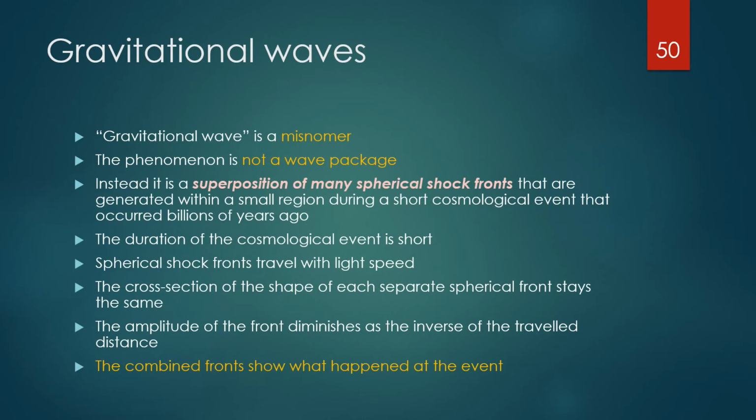Gravitational wave is a misnomer. The phenomenon is not a wave package. Instead, it is a superposition of many spherical shock fronts that are generated within a small region during a short cosmological event that occurred billions of years ago. The duration of the cosmological event is short. Spherical shock fronts travel with light speed. The cross-section of the shape of each separate spherical front stays the same. The amplitude of the front diminishes as the inverse of the traveled distance. The combined fronts show what happened at the event.